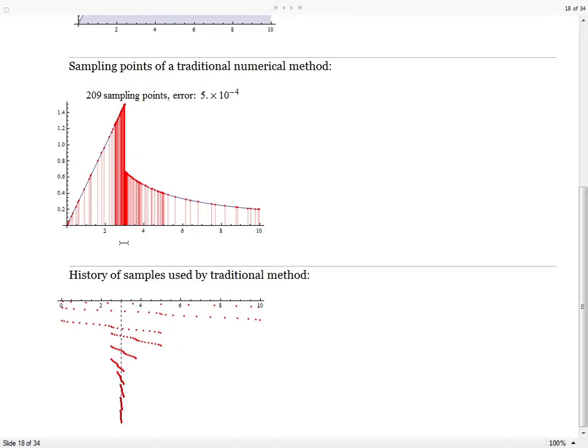In this example, a traditional integration method obtains an error of about 5 by 10 to the minus 4 after over 200 evaluations. And that's a pretty disappointing result for what is in effect a very simple function. Down here, by plotting the location of each sample from top to bottom, you can see the traditional blind numerical method repeatedly subdividing and sampling closer and closer to x equals 3 as the algorithm proceeds.